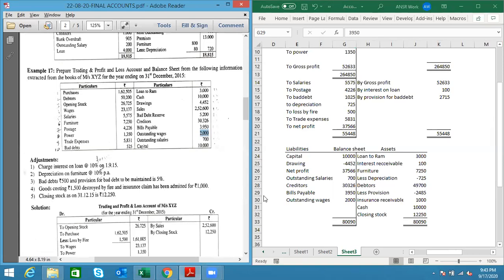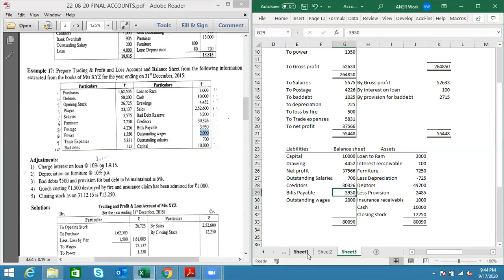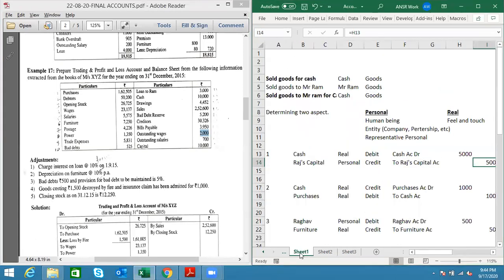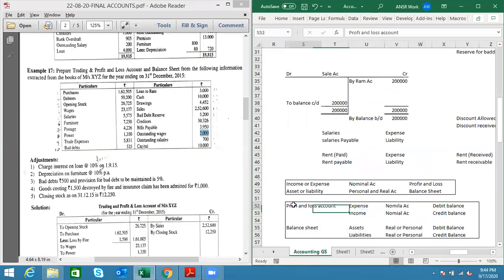Let me first of all tell you, outstanding wages represents the people to whom we have to pay the wages. Now tell me, is it an expense? Is it an income? Is it an asset? Is it a liability? It's an expense. It's a liability, as creditors. Sami, a better way to do it is to remember and imagine this chart.